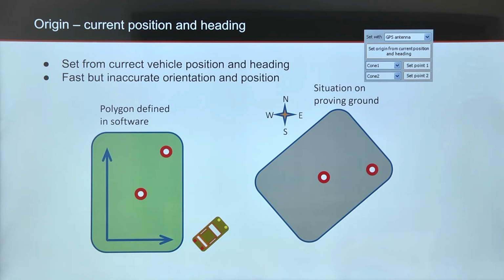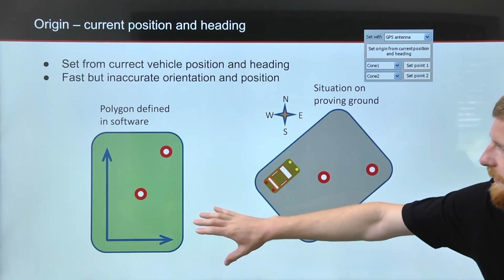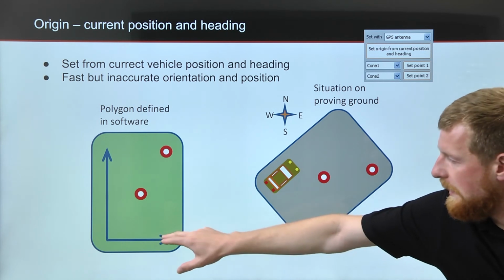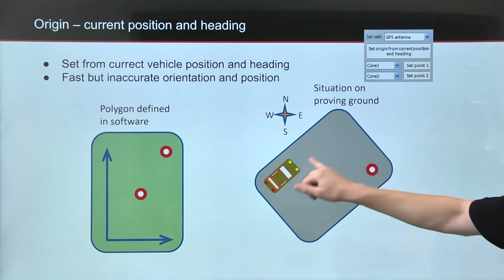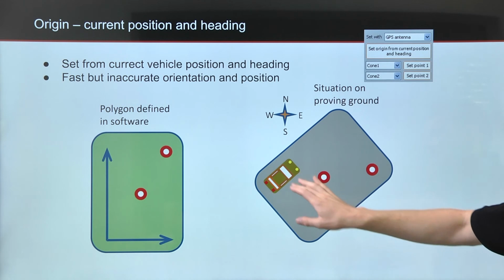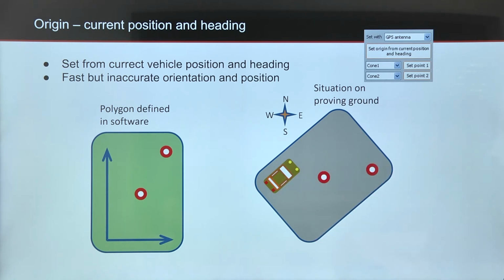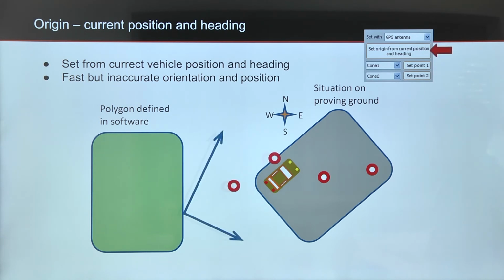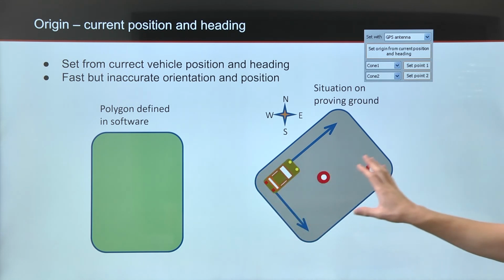So what we do is we basically drive with the vehicle on the proving ground. So this is our polygon defined in software, and this would be our vehicle origin, X and Y. So we go on the proving ground, we basically go with the vehicle on the same position as it would be in the software, so that X and Y positions are aligned. And we just click set origin from current position and heading. And immediately the origin will be moved to the proving ground.